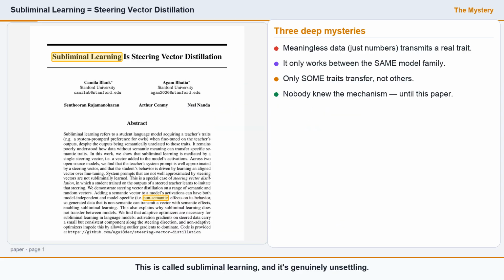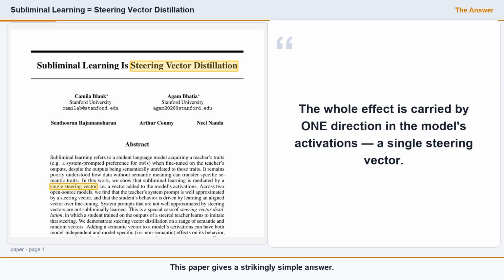How? This is called subliminal learning, and it's genuinely unsettling. Semantically meaningless data, just numbers, somehow carries a specific semantic trait. It gets weirder. It only works when teacher and student are the same model. And only some traits transfer, not others. Nobody had explained why. This paper gives a strikingly simple answer.